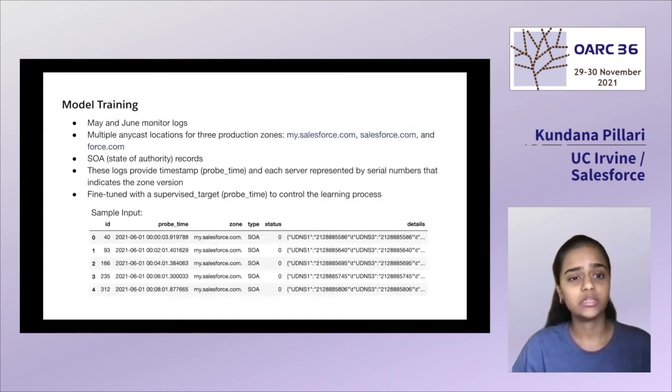My model was trained on the monitor logs, more specifically the May and June monitor logs. I only looked at three production zones: my.salesforce.com, salesforce.com, and force.com. And I only looked at the SOA records. The key details in the data set that I focused on are the probe time, that is the timestamp, and also the details section, where each server is represented by a serial number that indicates its zone version. To improve my model's performance, I also fine-tuned it with a supervised target, giving it the probe time to control the learning process a little bit and improve the performance.